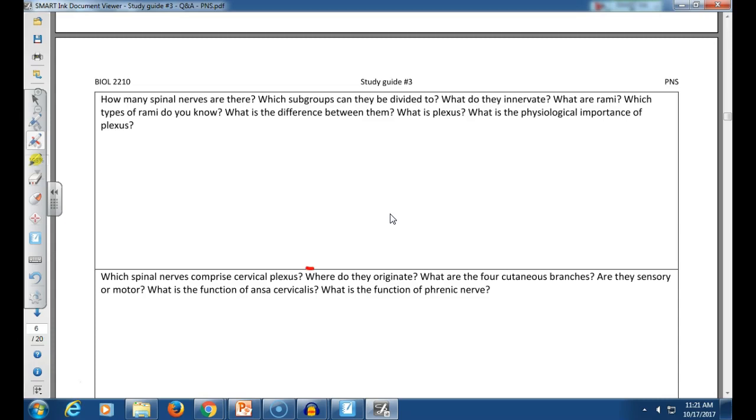Cervical plexus from C2 to C5, the cervical region, has 4 cutaneous branches. To be honest with you, questions will be focused mostly on the motor functions, so no phrenic, no ansa cervicalis. Ansa cervicalis will innervate deep muscles of the neck. Phrenic nerve will innervate the muscles of the diaphragm, pretty much diaphragm.